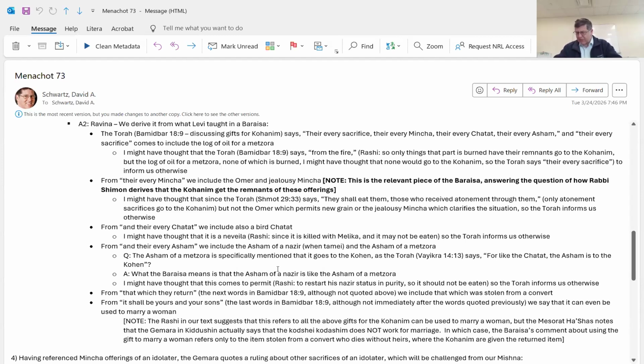Gezel Hager, that refers to the stolen objects of a convert, that if somebody were to steal from a convert and swear falsely that they didn't steal from the convert, and then the convert dies without any heirs, who gets it? The Kohanim. So lecha hu uvanecha, and then continuing on in the pasuk, right?